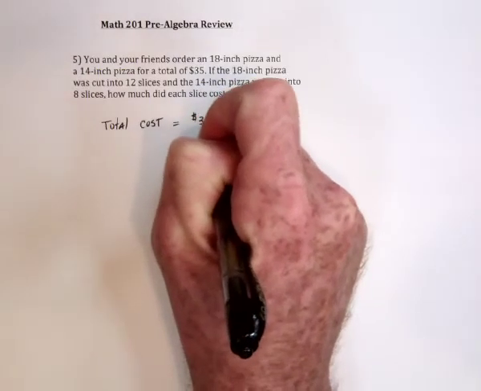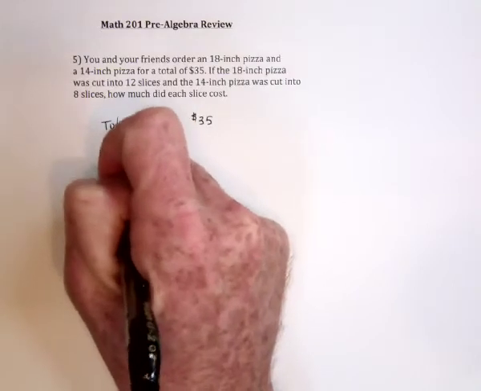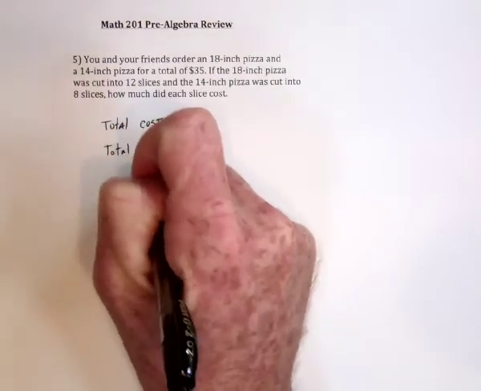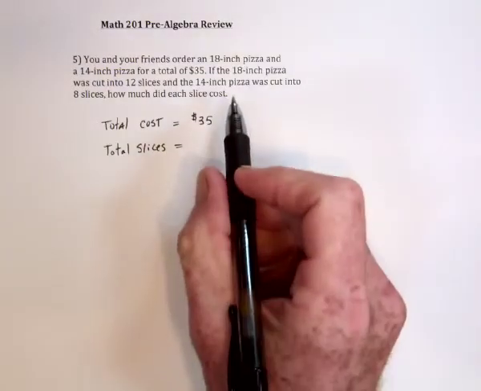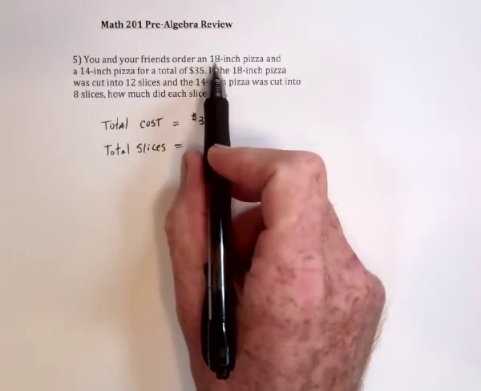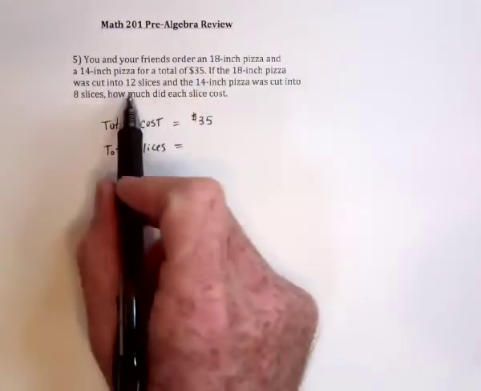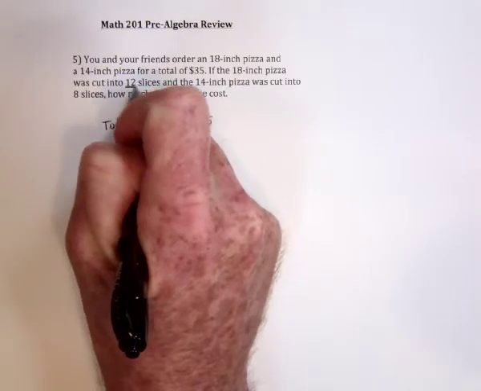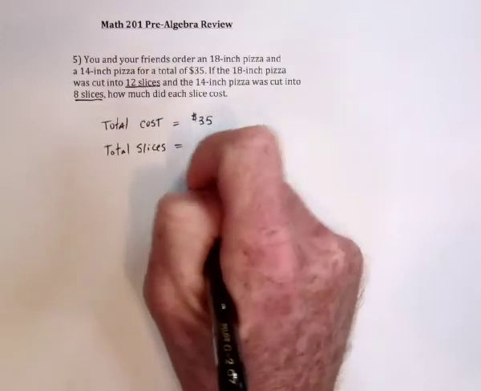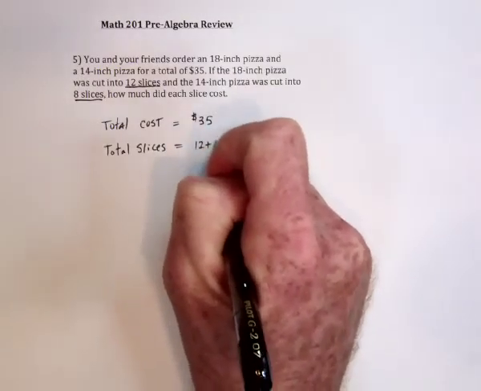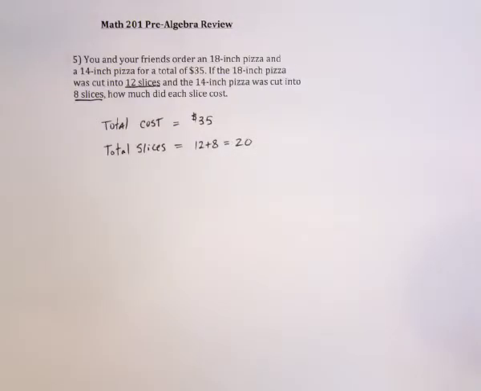That is given as $35. And I need to know the total number of slices. How many slices were there? Well, you see my eye keeps going to this information, but it doesn't matter. What matters is how many slices. Okay, here we go. 12 slices of one of them and 8 slices of the other. So 12 plus 8 is 20.